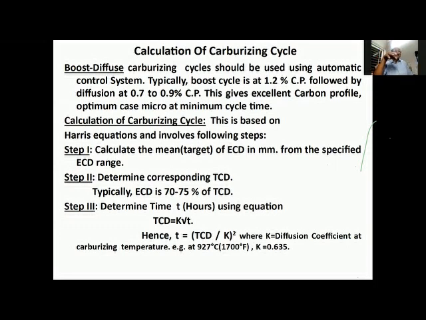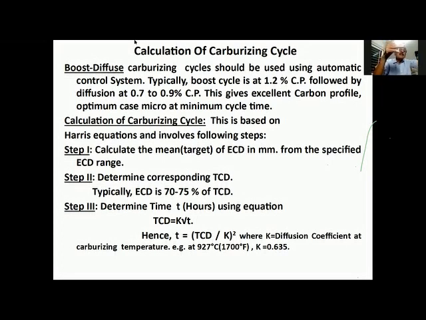And that's why you'll find that if you try to correlate in a conventional oil quench and a good carburizing cycle, you'll have between 70 to 75% of the total case depth as effective case depth. So if I want a final effective case depth target of 1 millimeter, I'll be targeting a total case depth of up to 1.25 or even 1.3 millimeter. So this is the first aspect which we have to consider.